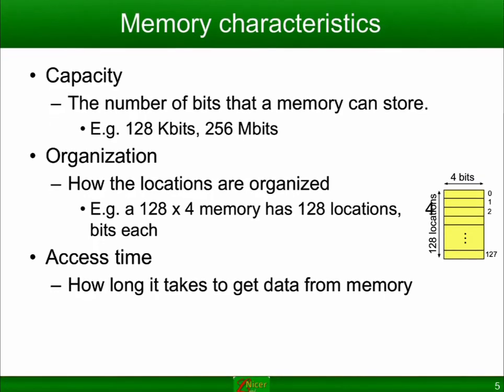Memory characteristics: capacity. This is the number of bits that a memory can store. Example: 128 kilobits to 256 megabits. It can also be counted in bytes, as 8 bits is equal to 1 byte.